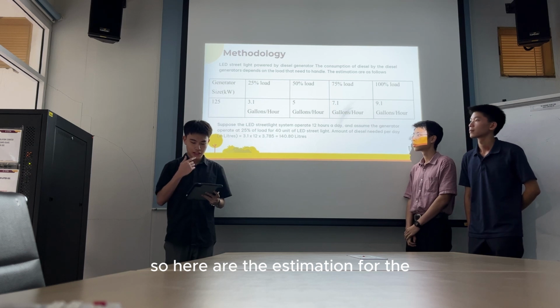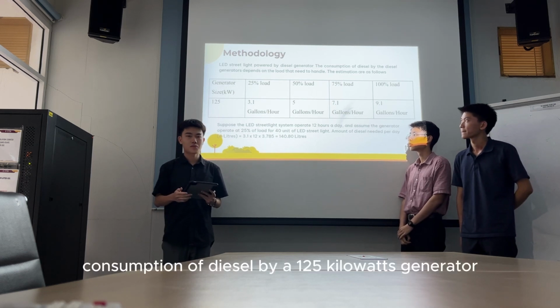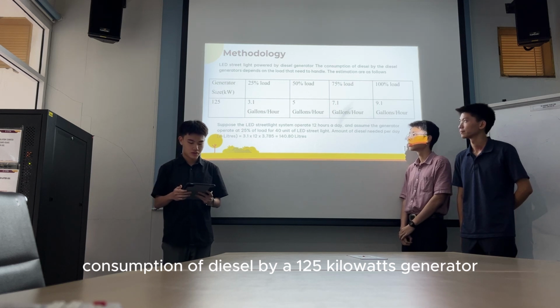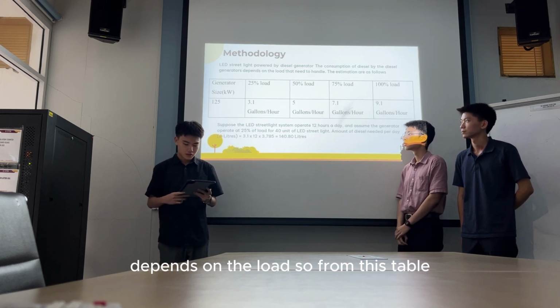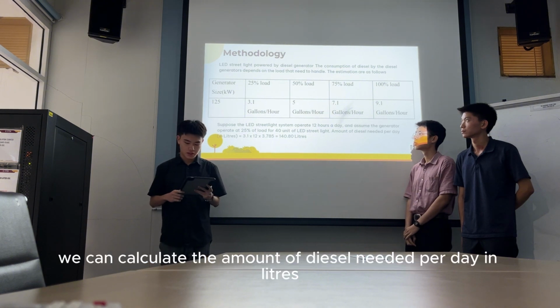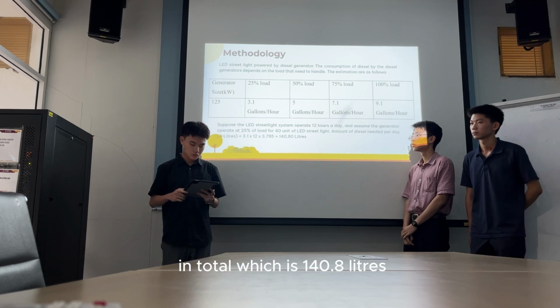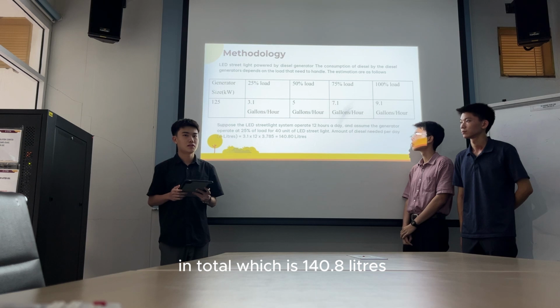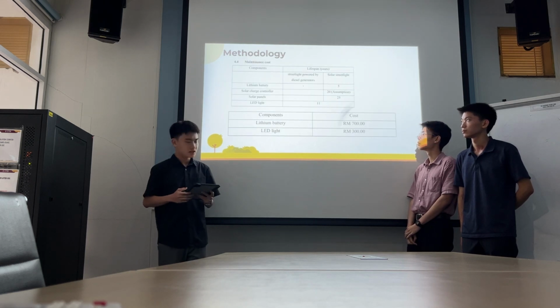So here is the estimation for the consumption of diesel by a 125 kilowatt generator depending on the load. From this table we can calculate the amount of diesel needed per day in liters, which in total is 140.8 liters.